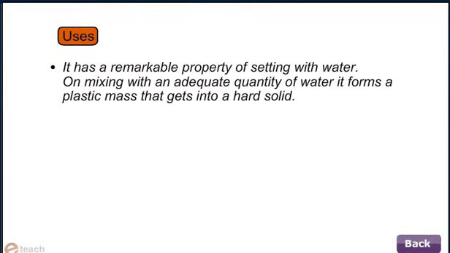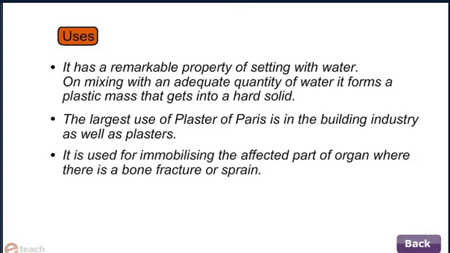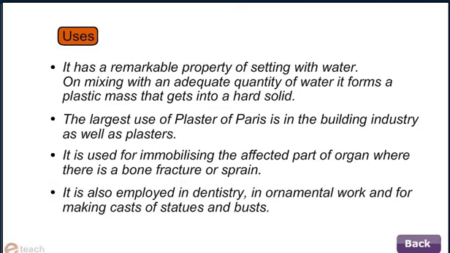Uses. It has a remarkable property of setting with water. On mixing with an adequate quantity of water, it forms a plastic mass that turns into a hard solid. The largest use of plaster of Paris is in the building industry as well as plasters. It is used for immobilizing the affected part of an organ where there is a bone fracture or sprain. It is also employed in dentistry, in ornamental work, and for making casts of statues and busts.